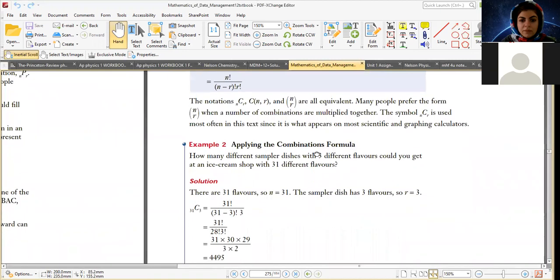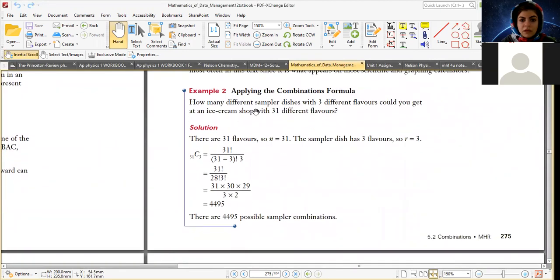Okay, question number 2, applying the combination formula. In how many ways could you get 3 different flavors at an ice cream shop with 31 different flavors? I don't care which flavor is on the top, which is on the bottom. As long as I'm choosing 3 different flavors out of 31, I'm okay, right? So it's going to be combination, not permutation. In permutation order matters, but in combination order doesn't matter. So 3 out of 31: 31 factorial, with 31 minus 3 factorial in the denominator, and then divide by 3 factorial. Then you simplify, and that's the answer. Guys, any questions?